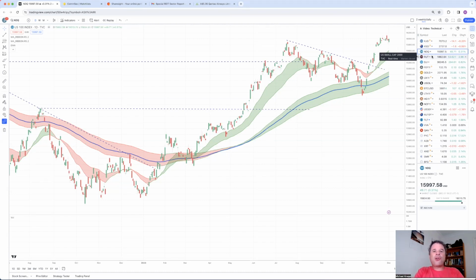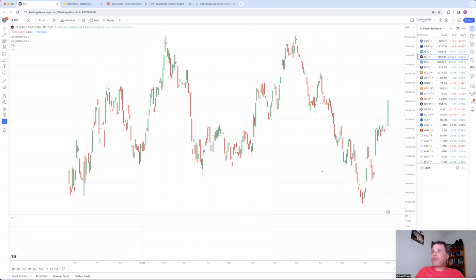For those who don't know, this is the smallest 2,000 companies on the Russell 3000. The Russell 3000 is like a combination of the NASDAQ and the S&P, sort of like the biggest companies in those two indices, maybe all there is in those two indices. So this is like a proxy for the small caps. And look what day it had on Friday.